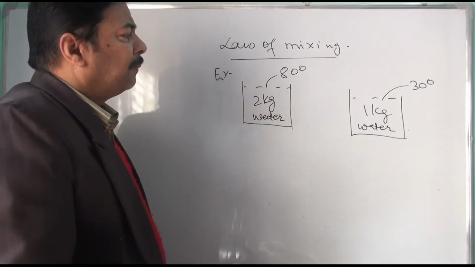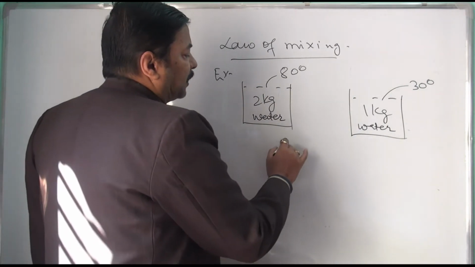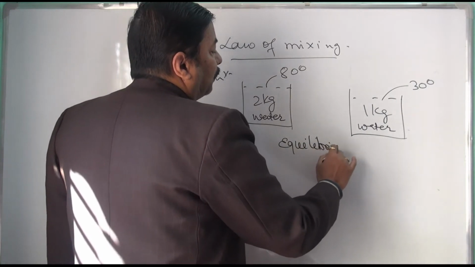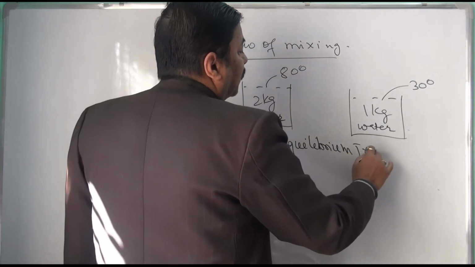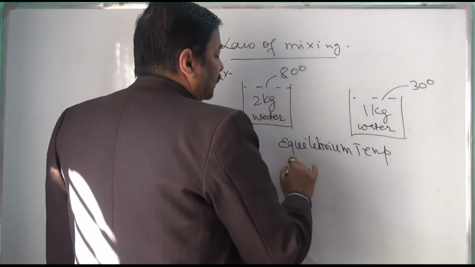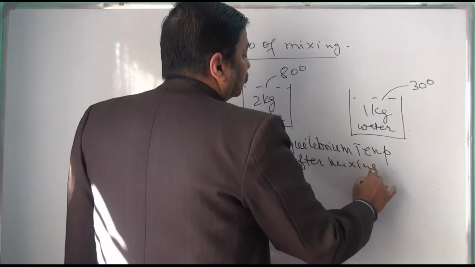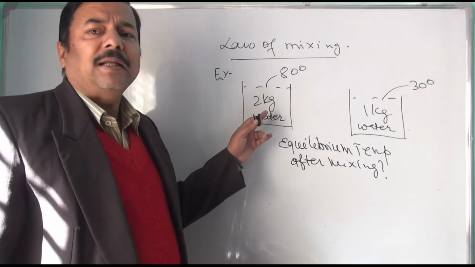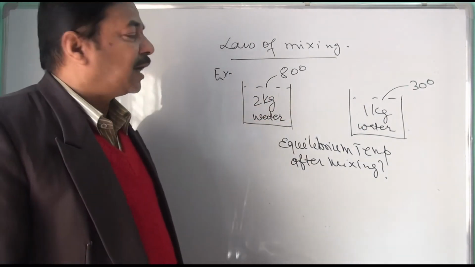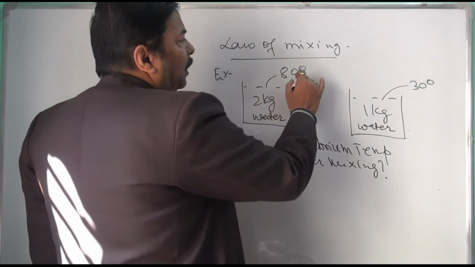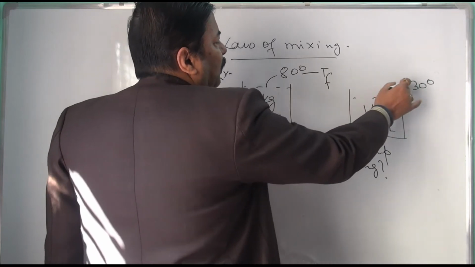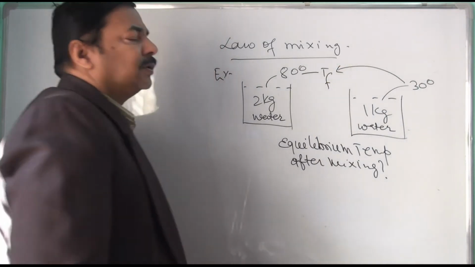Then what is the resultant temperature? That means they are asking what is the equilibrium temperature, that is, after mixing. Naturally this body is at higher temperature and this body is at lower temperature, so it will decrease to, suppose, T final, and this will increase to T final.